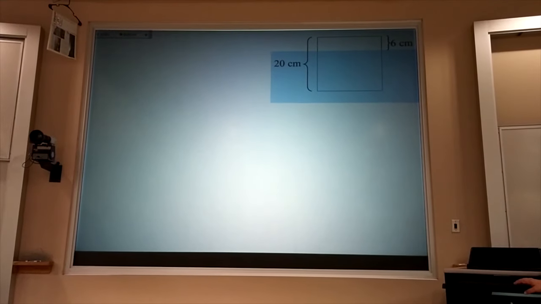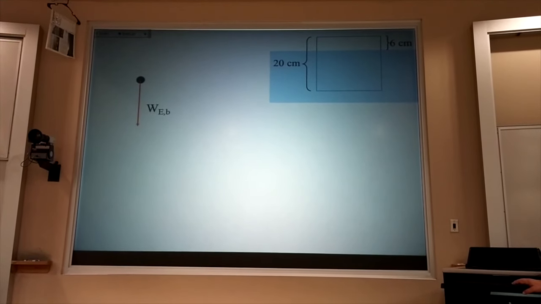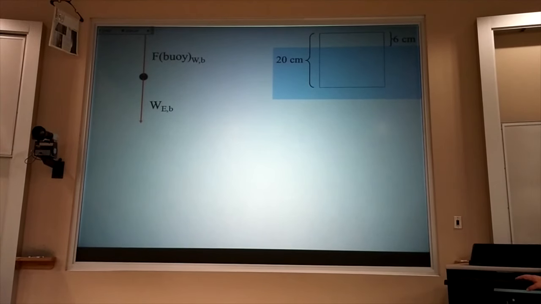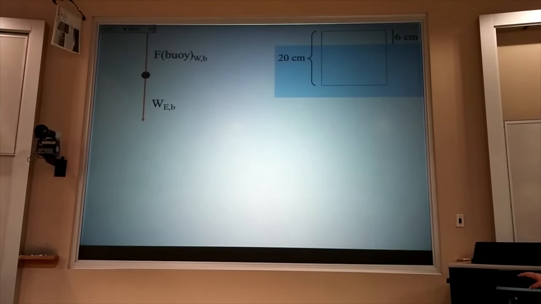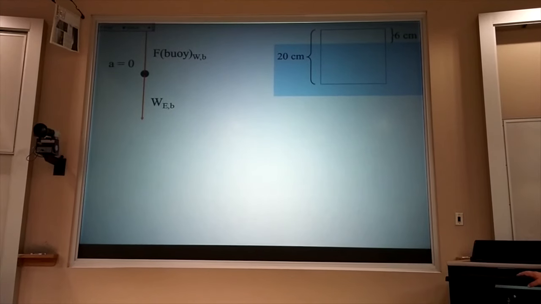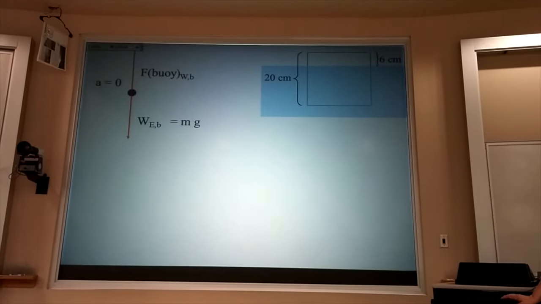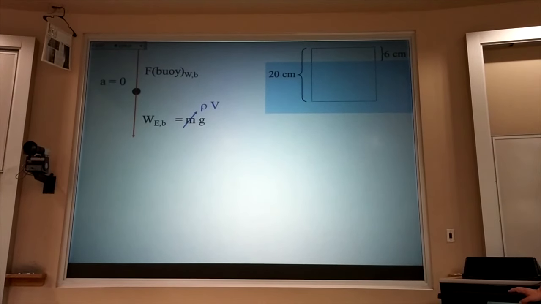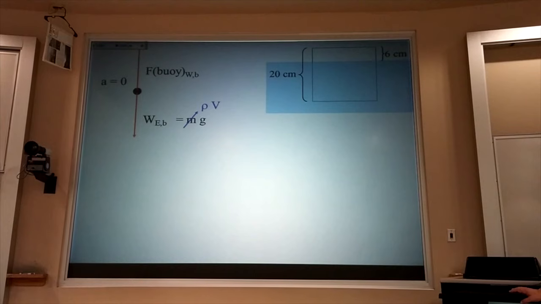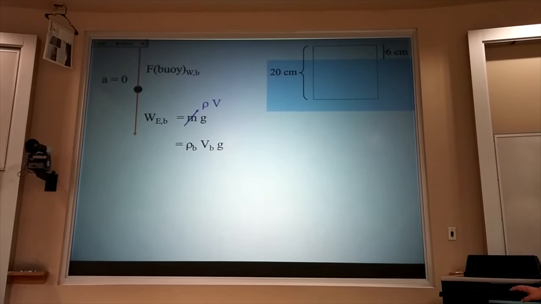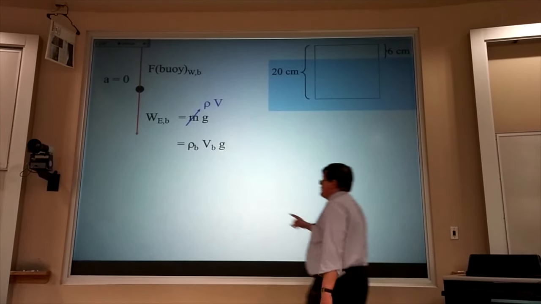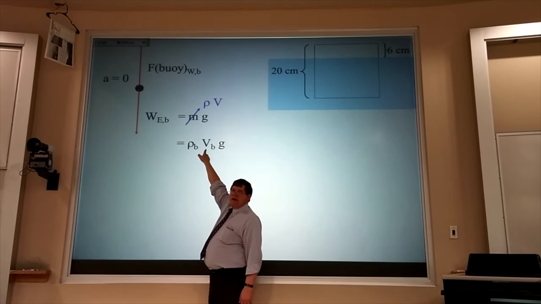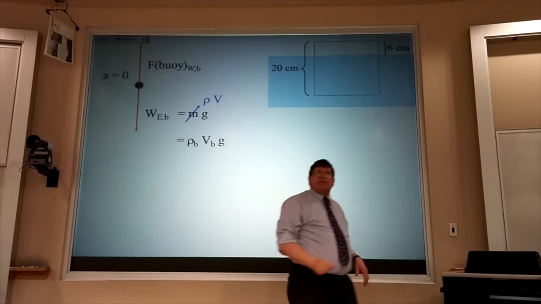If I draw a free body diagram for that block, I have the weight down, I have the buoyant force up. And they had better balance because they're the only two forces and there's no acceleration. So the weight down is just the mass times g, gravity. And I can replace the mass with the density of the wood, the block, times the volume of the block. The density is how many grams I have in one unit of volume, and then I multiply that by the number of units of volume.